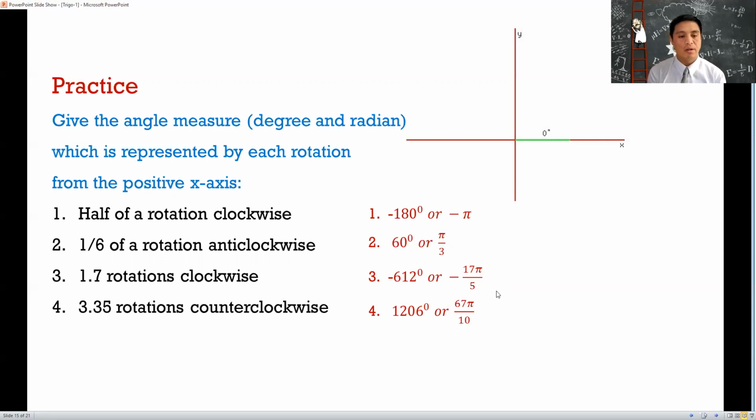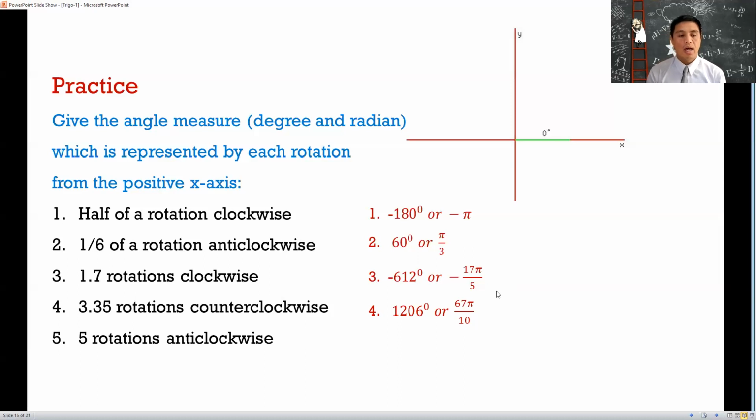You may use your calculator to check this answer. And then if you convert it to radian form, it is equal to 67 pi over 10. So if you are not a master of this lesson, you can comment below and I will make another video about changing degree to radian or radian to degree form.